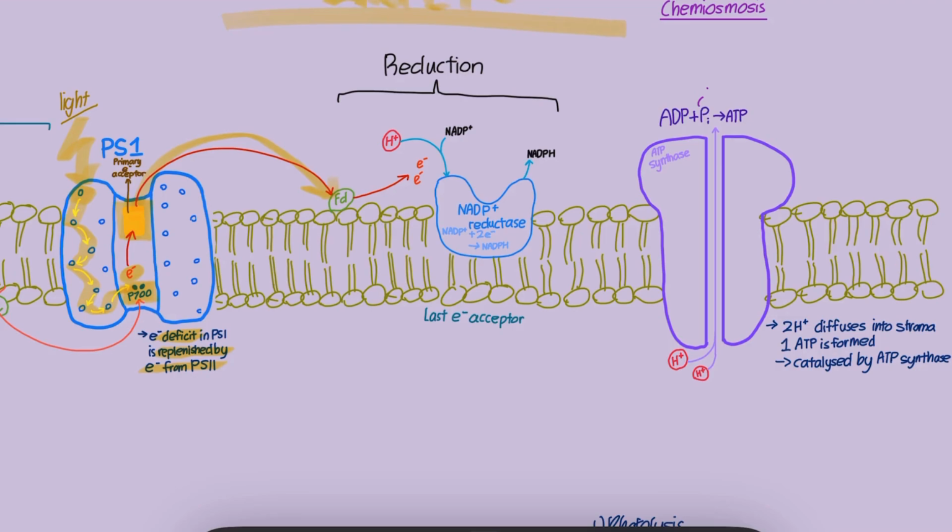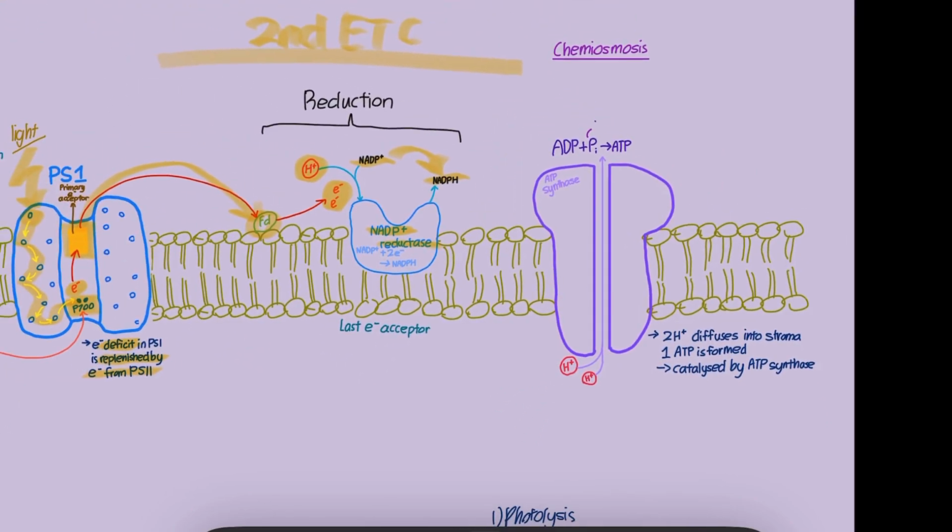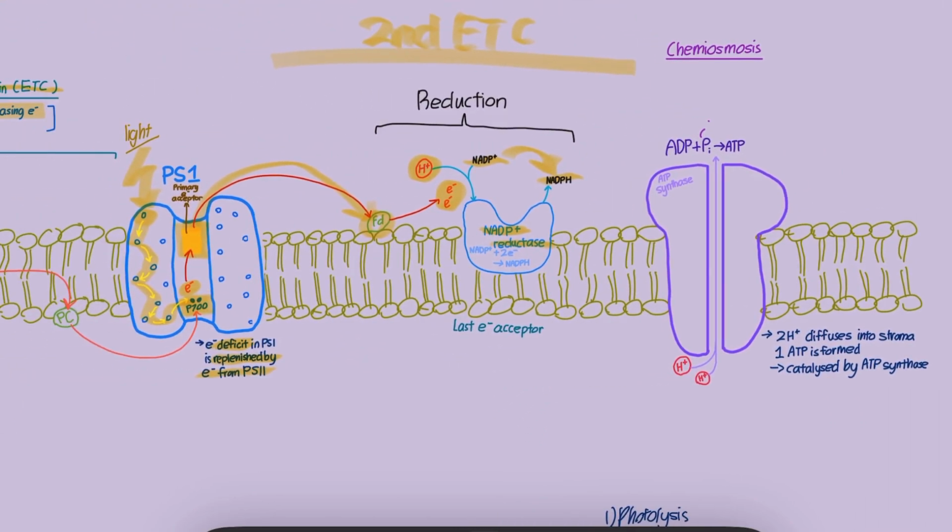From there, the electron is transferred to an enzyme called NADP reductase, which reduces NADP+ to NADPH by adding 2 electrons and 1 proton. In a non-cyclic light-dependent reaction, NADP+ becomes the final electron acceptor, creating NADPH, which is used in the next stage of photosynthesis, also the Calvin cycle.